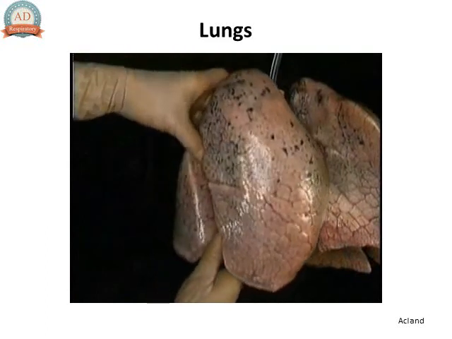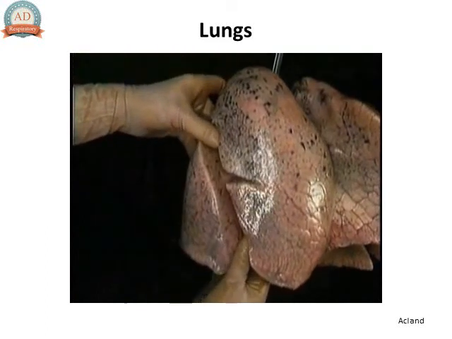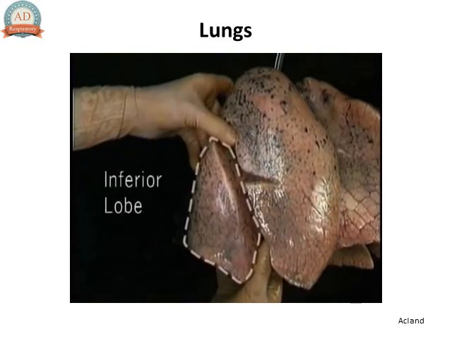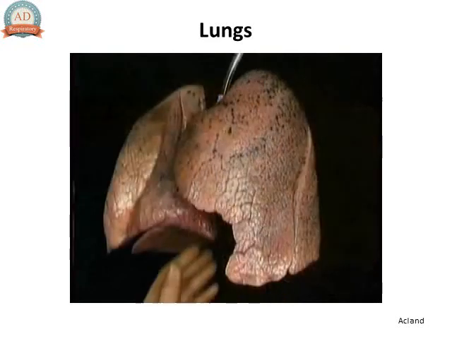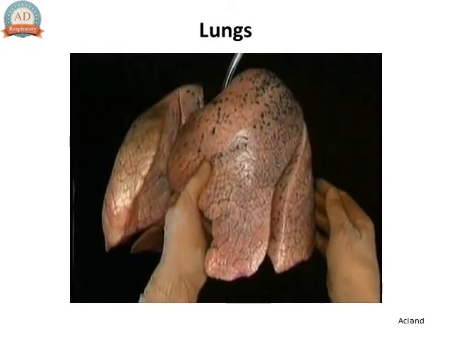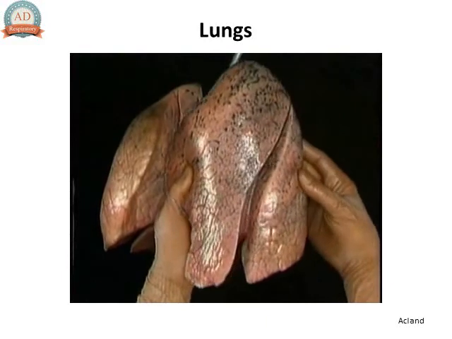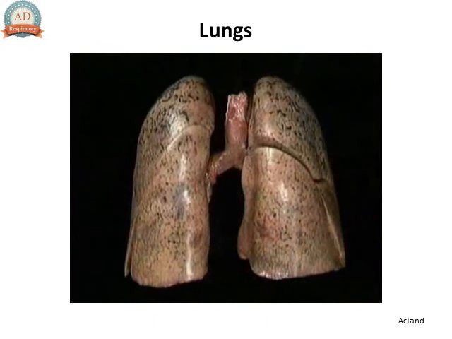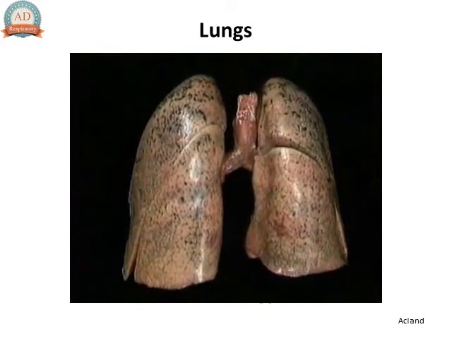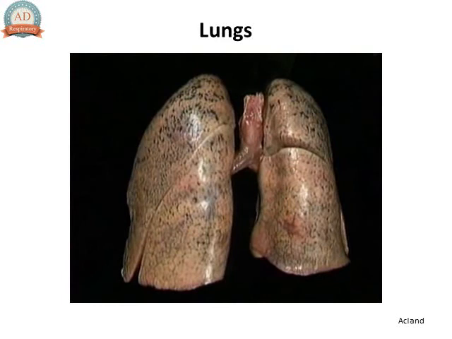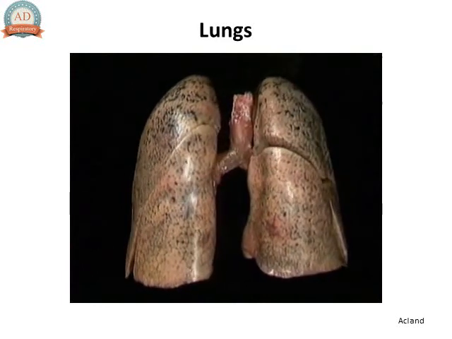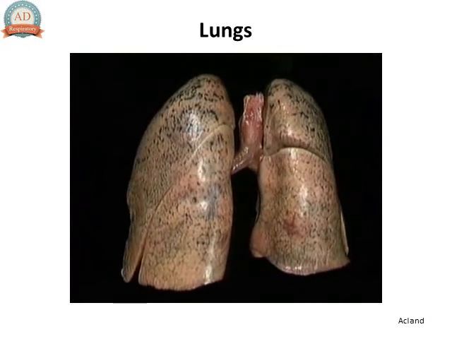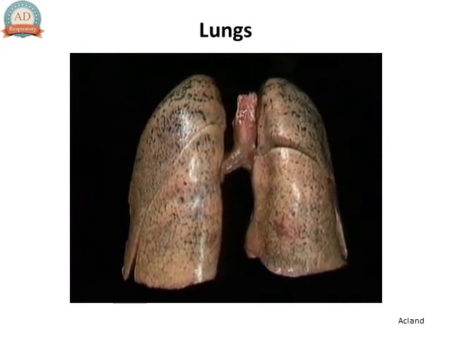Each lung is divided by deep fissures into lobes. The right lung has a superior lobe, a middle lobe, and an inferior lobe. The left lung has only a superior and an inferior lobe. Here are the lungs seen from behind. The fissures that separate the lobes extend all the way round onto the mediastinal surfaces. The space between the posterior parts of the lungs is occupied by the vertebral bodies.